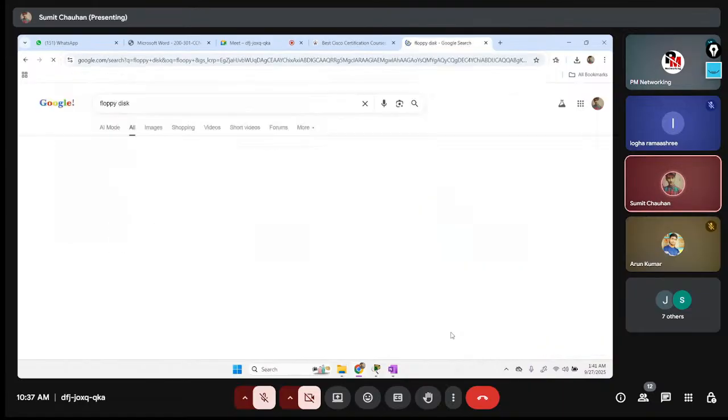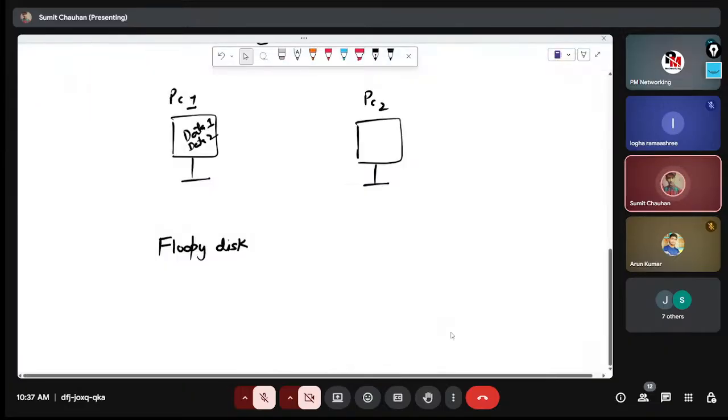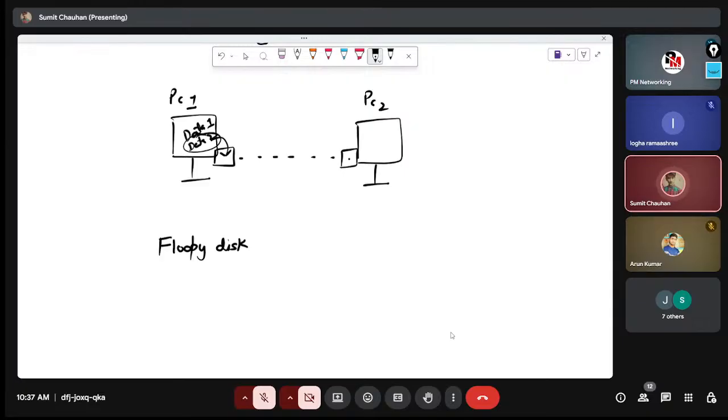floppy disk. See, this is a disk that was used in the very early stages of the computer journey. This is basically a hardware that is well capable of storing data. So we needed to go and purchase a floppy disk, then insert the floppy disk in our computer, then copy the data on the floppy disk, then go physically to the destination, then insert the same floppy disk into PC2, and then copy the data from this disk to the destination.